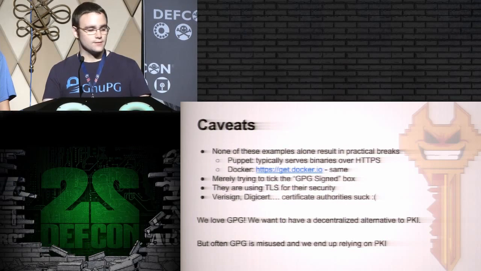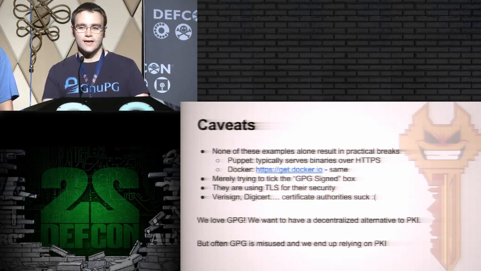So there's a few caveats with this. None of these examples on their own will result in a practical break. Both Puppet and Docker will give you their binaries over SSL most of the time. In this case, they're merely trying to check that GPG signed the box. They're using TLS to give them the real security. But TLS relies on certificate authorities, and we all know, VeriSign, DigiCert, certificate authorities are not to be trusted. We love GPG, and we want to have a good decentralized option that can replace certificate authorities. But when it's used like it was used in these examples, it adds nothing to the security. If the HTTPS weren't there, it wouldn't be secure.